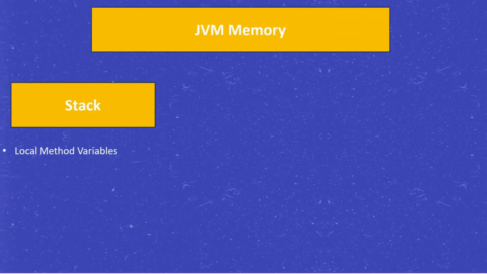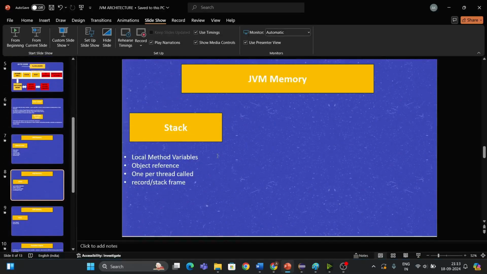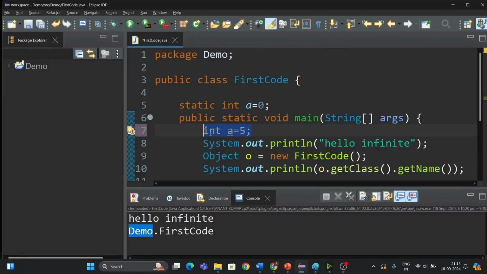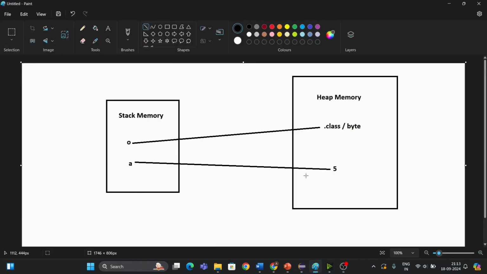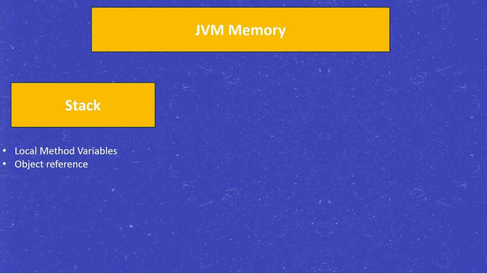So, it is only one per JVM. Next is the stack memory. In stack memory, what do we store? Local method variables, like we have seen when we create a variable using int a equal to 5. This one, int a equal to 5, was stored on the stack memory, and the value was referenced to the heap memory. It will also store the object reference, which you have already seen. The O was stored on the stack memory, and it was pointing or linked to a dot class file or bytecode which was there on your heap memory.